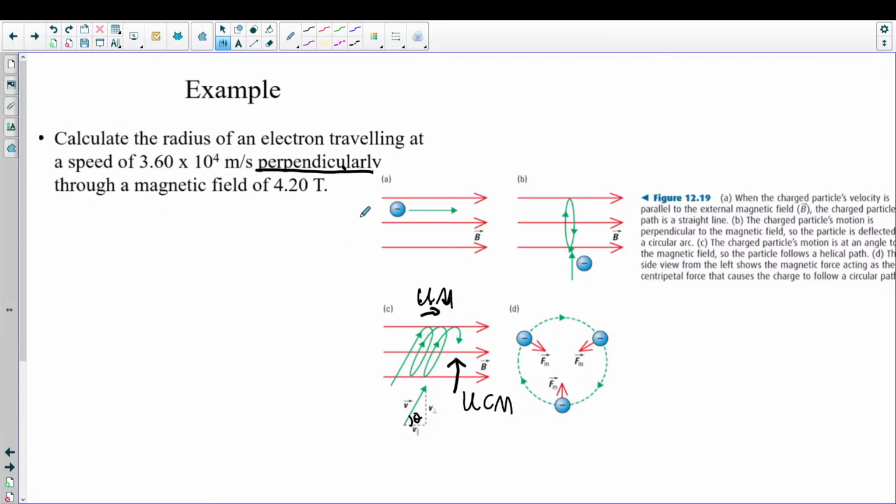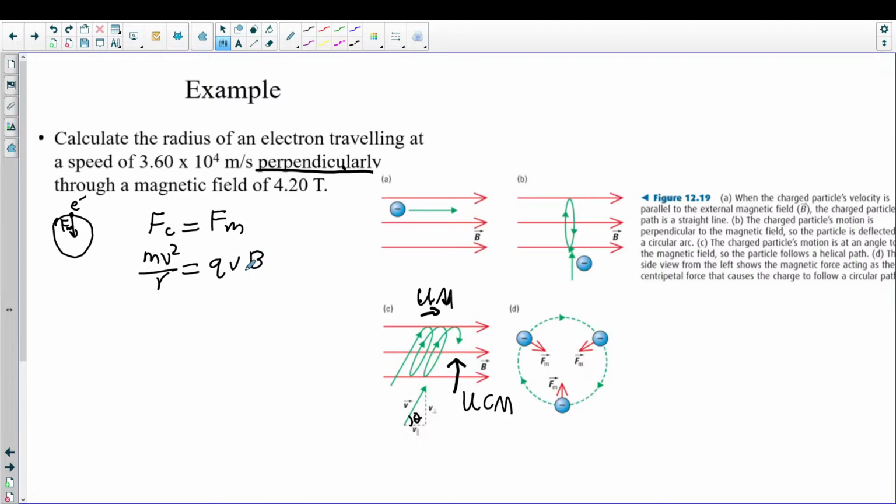Alright, so here is calculating the radius of an electron moving perpendicular to the magnetic field. So we know that it's going to be in circular motion. So we can even draw a circle here and say the force causing it to move is Fm, right? It's the electron. So we know centripetal force is equal to the magnetic force, and as we said earlier on last page, mv squared over r is equal to qvb.